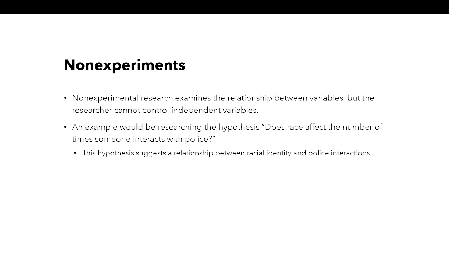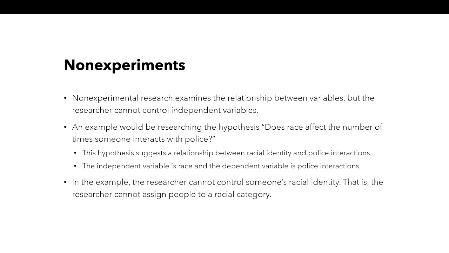This hypothesis suggests a relationship between racial identity and police interactions. The independent variable is race. The dependent variable is police interactions. In this example, the researcher cannot control someone's racial identity. That is, the researcher can't assign people to a racial category. So what does this mean?